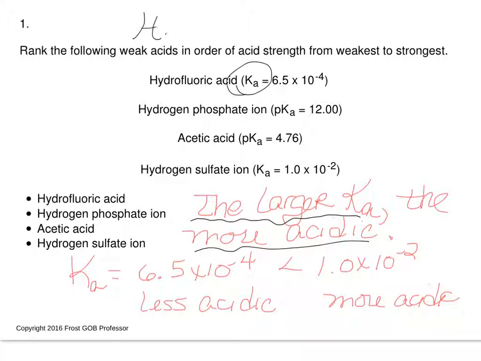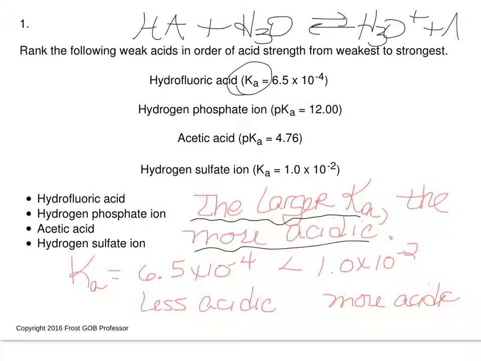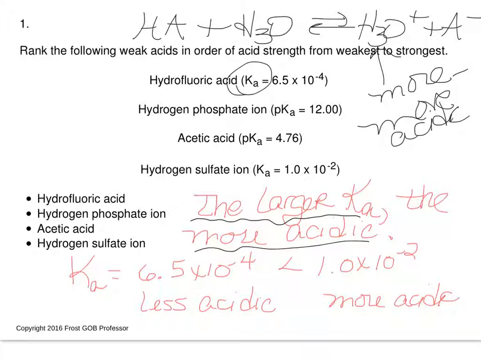So think for a minute, if we have a generic weak acid, the products for a weak acid are hydronium ion and the conjugate base, okay? So the more hydronium ion you have, the more acidic this acid is, okay? And to get more hydronium ion, you need a larger Ka. Because remember, Ka is products over reactants.